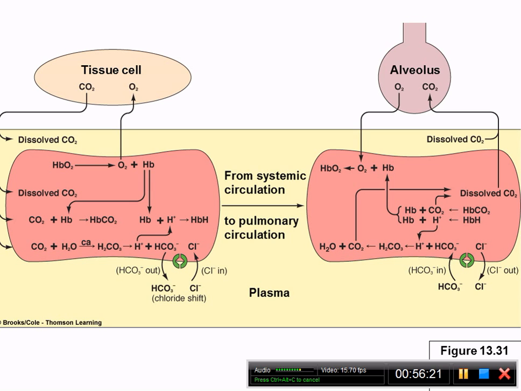Carbonic anhydrase, or carbonic acid. So the CO2 and this water come out here to the plasma. They go into the red blood cell and they find that carbonic anhydrase. Yeah, there it is, right there. Carbonic anhydrase. So the CO2 and water find carbonic anhydrase. They turn into this carbonic acid.